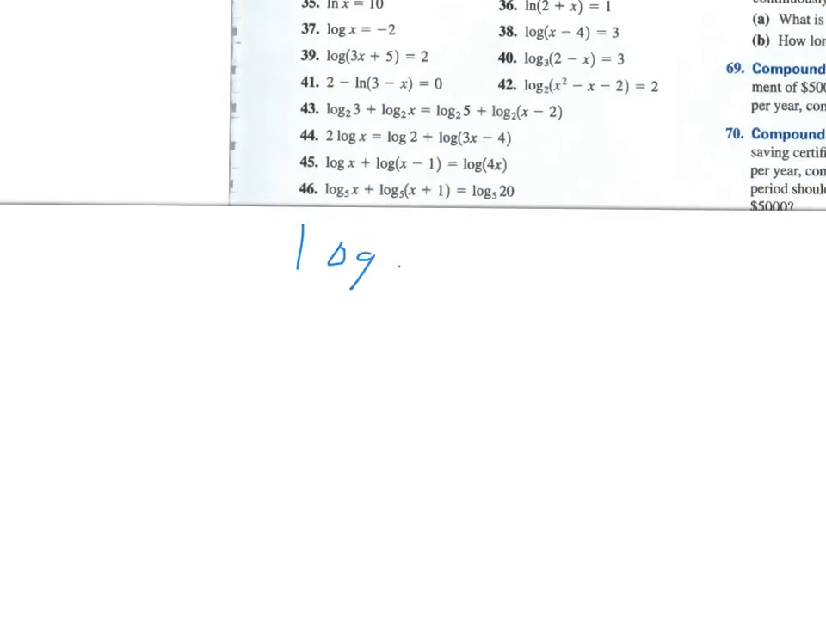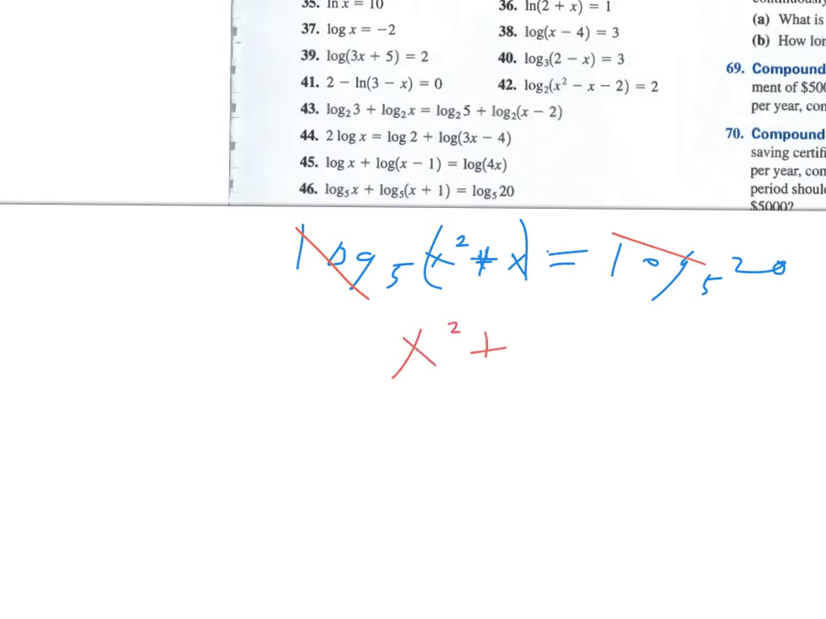For this one, once again, we're going to combine these two logs over here. So it's going to be log base 5 of, and then we're going to multiply those, so x squared plus x. And that's in the log, so I'm going to put parentheses there. That is equal to 20. Actually, it's not equal to 20. It's equal to log base 5 of 20. This is significant because, once again, when we have log equals log, we can just drop the logs and say x squared plus x equals 20.